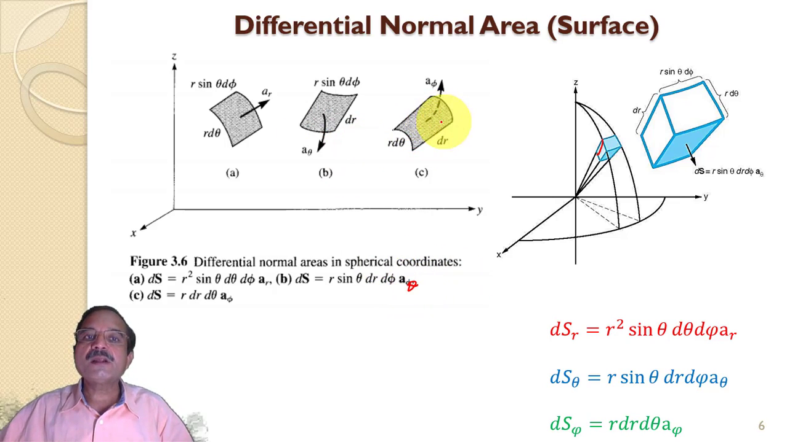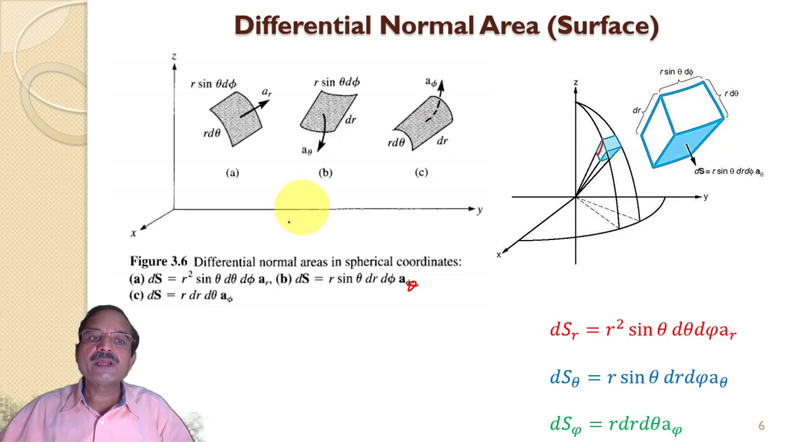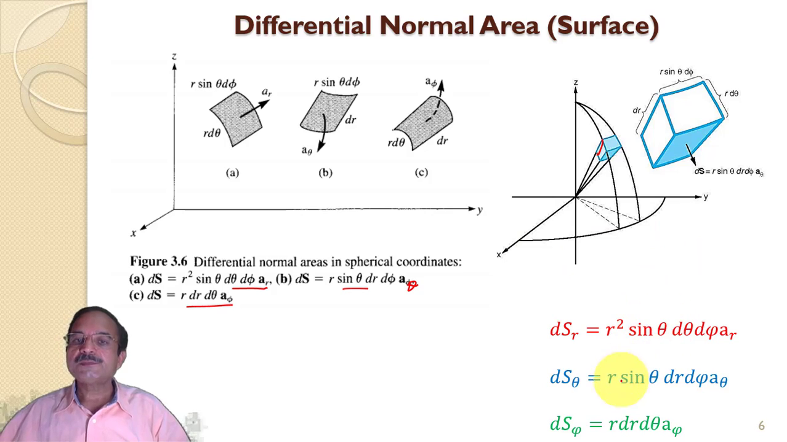Then the third surface: one side is r d theta and the other side is dr. So that gives r dr d theta a_phi. The normal direction to this is a_phi. So these are the three differential surfaces: r squared sin theta d theta d phi a_r, r sin theta dr d phi a_theta, and r dr d theta a_phi.